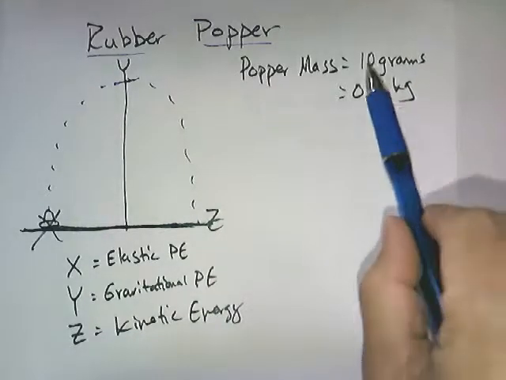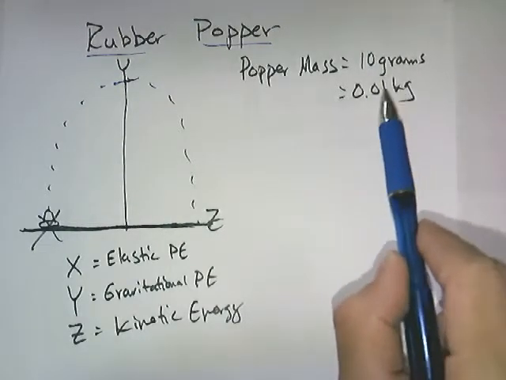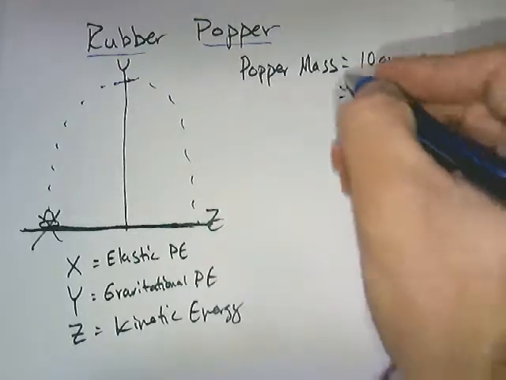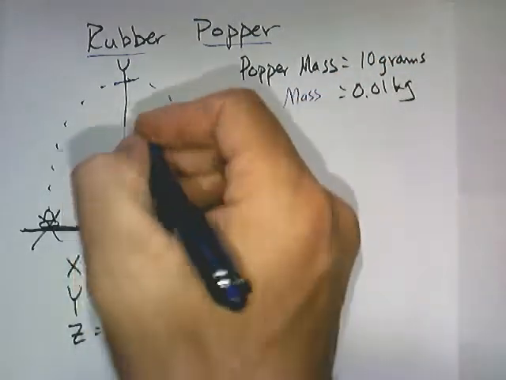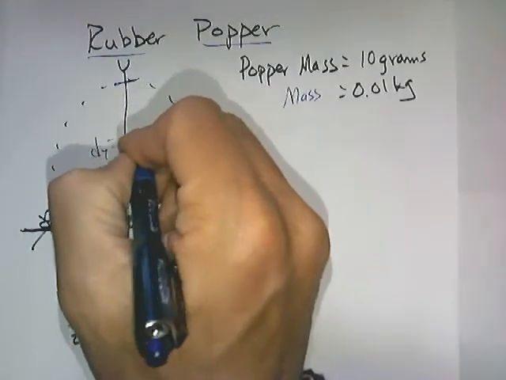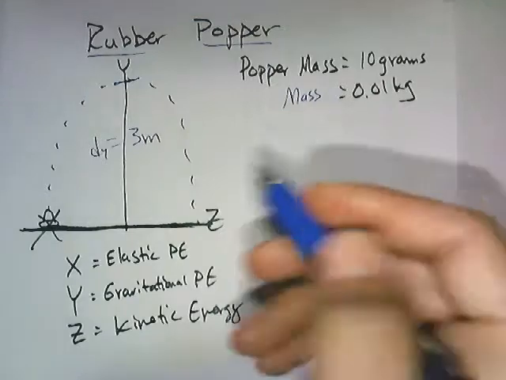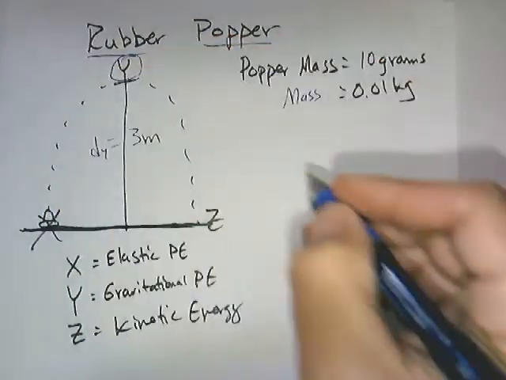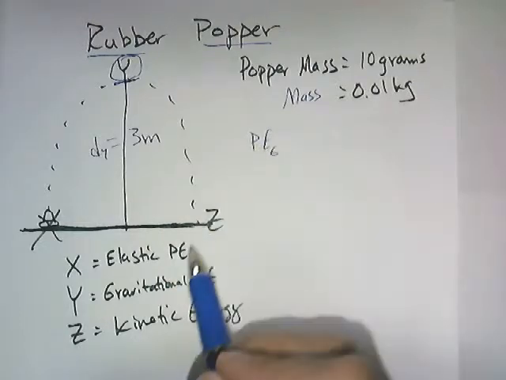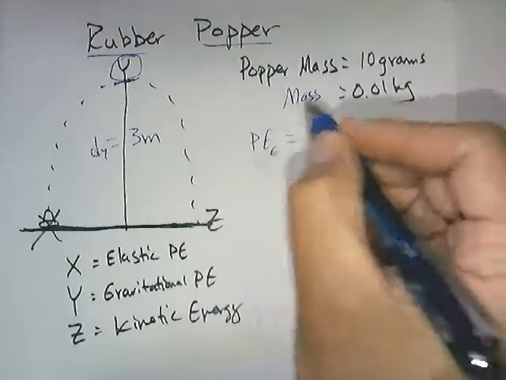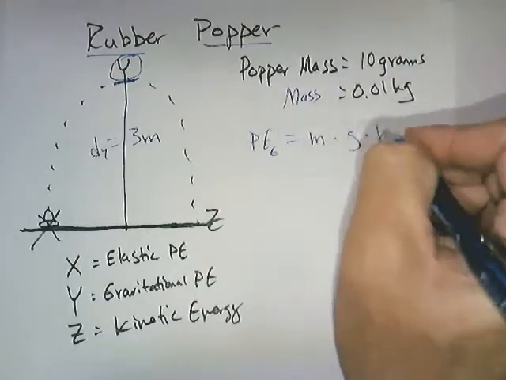And let's say 10 grams, we know that we would have to divide this by 1,000 to get this into kilograms. So it's a measurement here, mass of 0.01 kilograms. And let's say this pops up to a height of 3 meters. So we have information here. So let's solve for the potential energy at location Y. That it's gravitational. I'll just call it PE sub G, gravitational, simply because of its position here. It's going to be mgh.